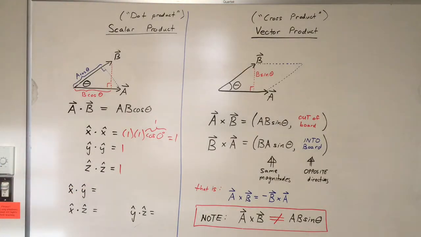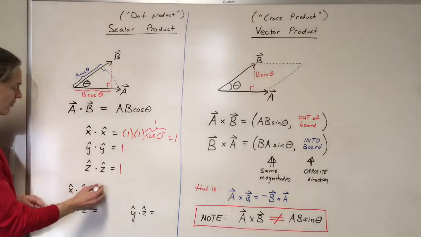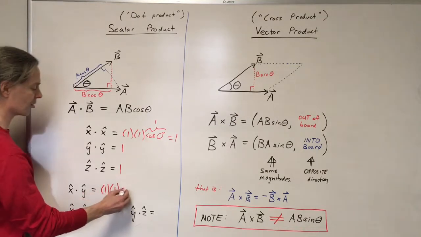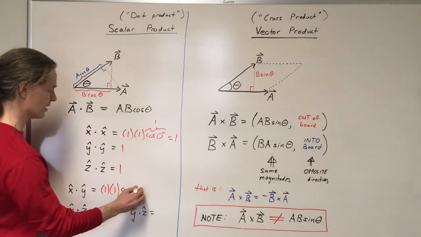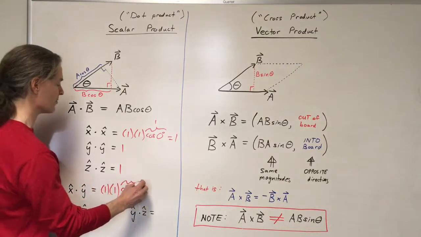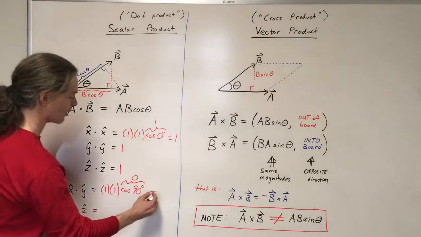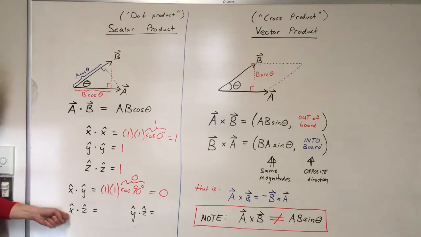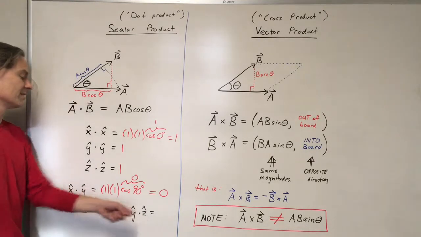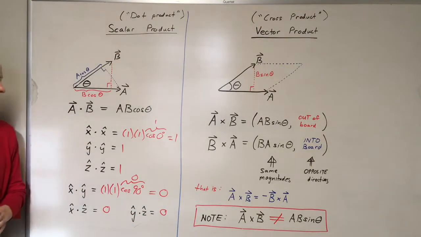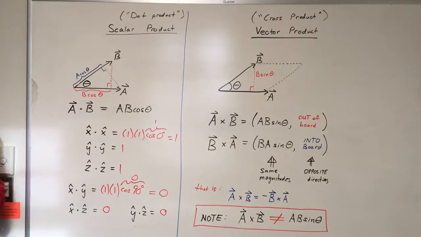Now let's take a look at x hat dot y hat. Well, we've got to take the magnitude of the first unit vector, that's 1. The magnitude of the second unit vector, that's 1. And then we've got to take the cosine of the angle between them. But the angle between x hat and y hat is 90 degrees. Cosine of 90 degrees is a big fat 0, so we get 0 for the dot product x hat dot y hat. For the same reason, x hat dot z hat's going to be 0, and y hat dot z hat's going to be 0, and z hat dot y hat's going to be 0, and so on and so forth.